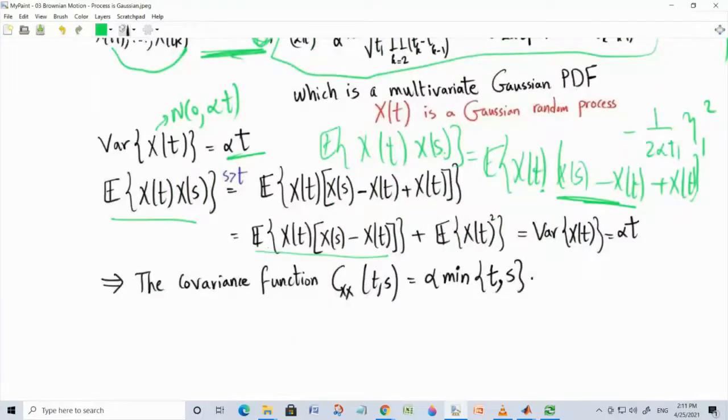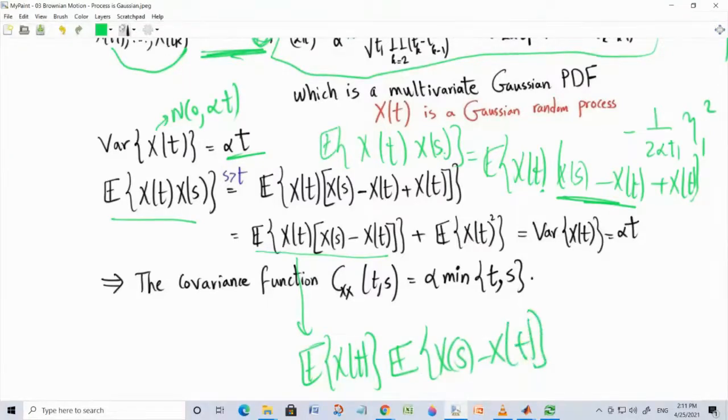So let me actually write it explicitly. This expectation will be the expectation of x of t times the expectation of x of s minus x of t. Again, this is because of independence, and each one of those is equal to 0. We are left with the second moment of x of t. Because x of t is zero mean, basically this is the variance. So if you study this, it is alpha t if we choose t less than s.